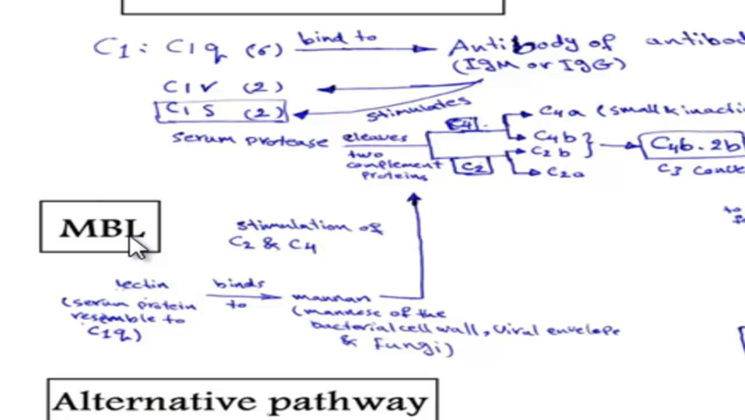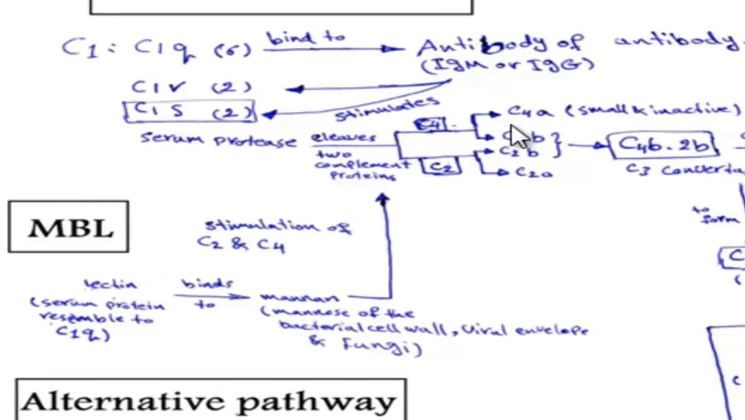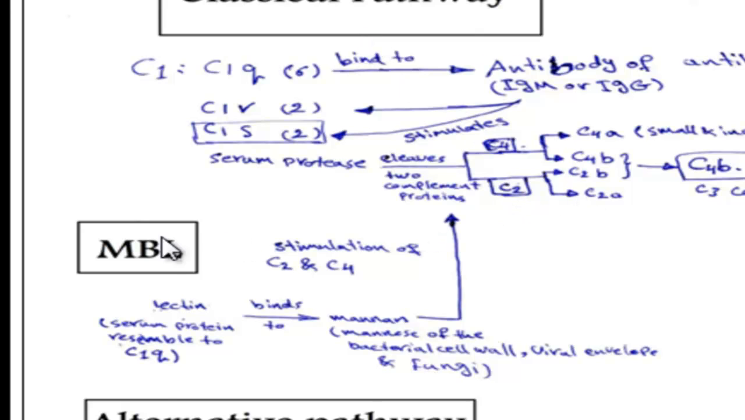Now the last pathway is the MBL, or mannose binding lectin. This is triggered by the binding of lectin to mannose. Lectin is a serum protein resembling the C1q of the classical pathway. Now the lectin binds to mannose. Mannose is a sugar of the bacterial cell wall, the viral envelope, and fungi. This binding will trigger the cleavage of two complement proteins, which are C4 and C2, the same cleavage and same reactions of the classical pathway. But in this pathway, there is no activation of C1. This step is not considered with the MBL pathway.